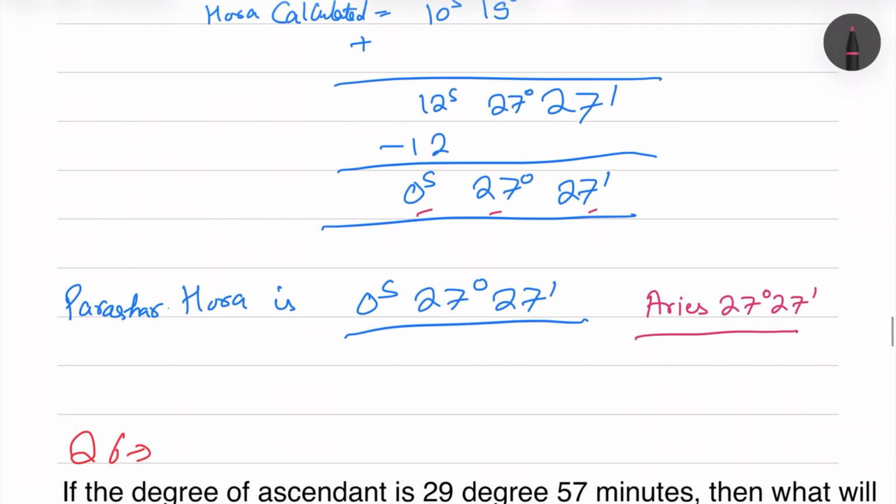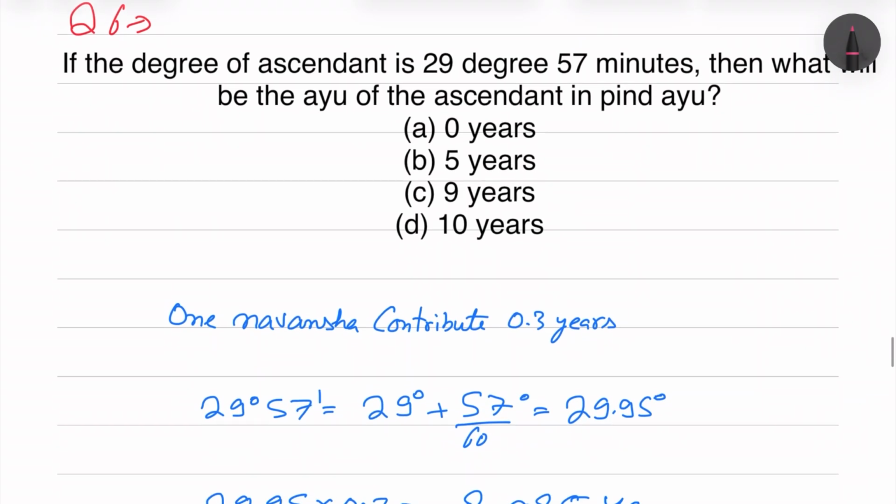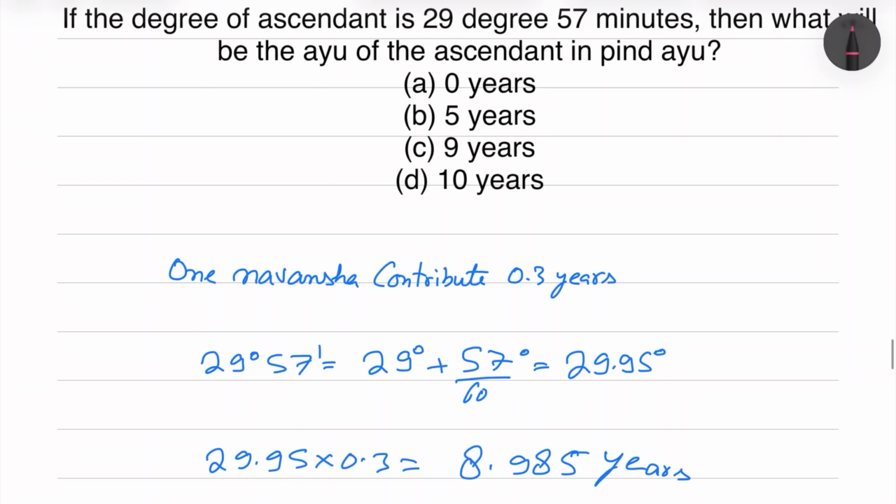So next question is, if the degree of ascendant is 29 degree 57 arc minute, then what will be the Ayu granted by ascendant in Pinda Ayu? These are the options. We know that one Navamsha contributes 0.3 years. So first we will convert degree minute into degree, and then we will multiply it by 0.3. So 29 degree 57 arc minute can be written as 29.95 degree. So if we multiply 0.3 into it, we get 8.985, which can be rounded as 9 years. So the answer will be C.